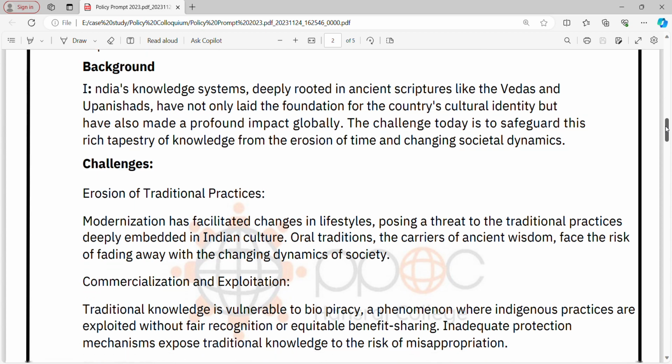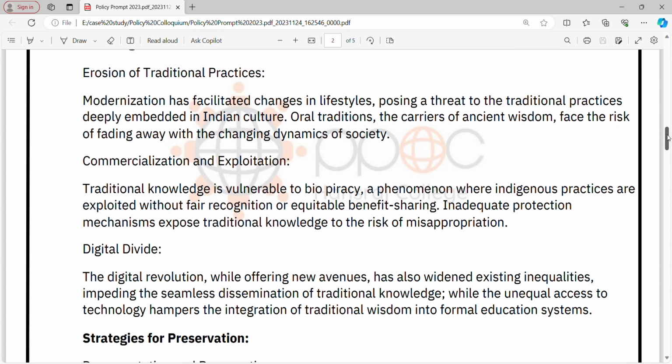Next, challenges. First challenge is erosion of traditional practices. Modernization has facilitated changes in lifestyles, posing a threat to the traditional practices deeply embedded in Indian culture. Oral traditions, the carriers of ancient wisdom, face the risk of fading away with the changing dynamics of society.